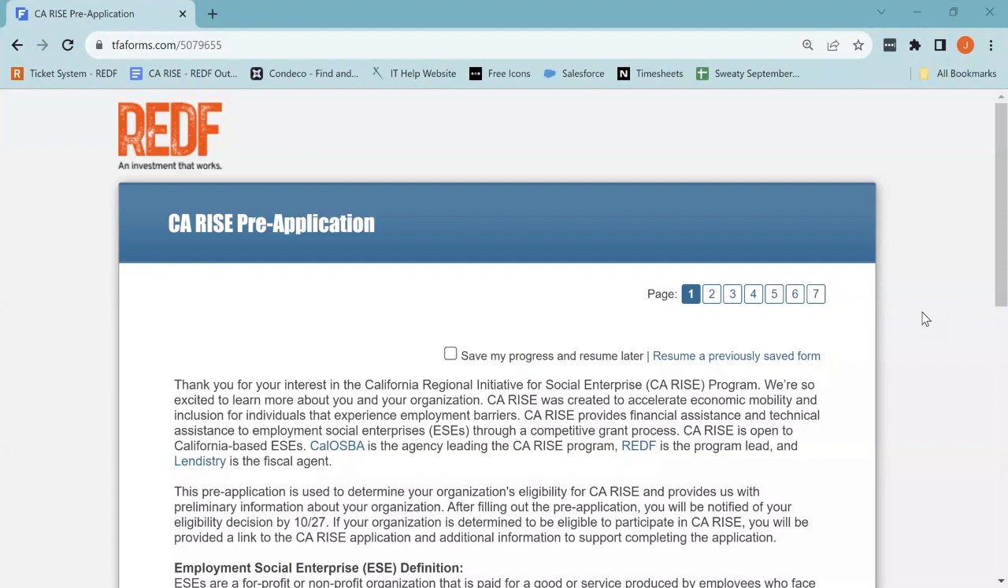As a reminder, California RISE is a competitive grant administered by the California Office of Small Business Advocate. It is the first statewide program of its kind in the United States. California RISE will supercharge the power of California's employment social enterprises to advance economic inclusion and mobility for people overcoming barriers to employment through $25 million in direct grants and technical assistance. Two quick reminders: this application is due on October 20th, and you must be providing services in California to employees overcoming barriers to employment to be eligible.